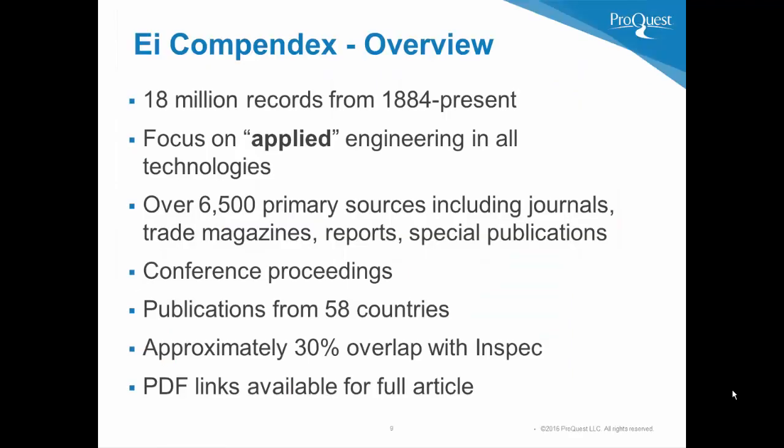The other of these 2 major databases is EiCompendex. This is put together by Elsevier. They have some 18 million records. They also go back many years to the late 1800s. They have a focus on applied engineering with about 6,500 primary sources. They also cover quite a few conference proceedings and many countries.